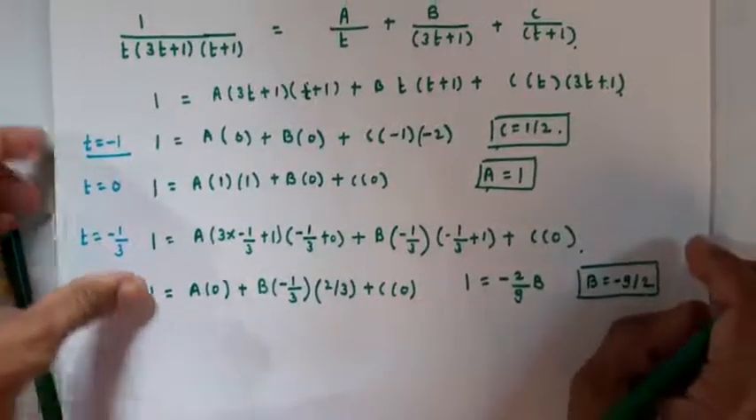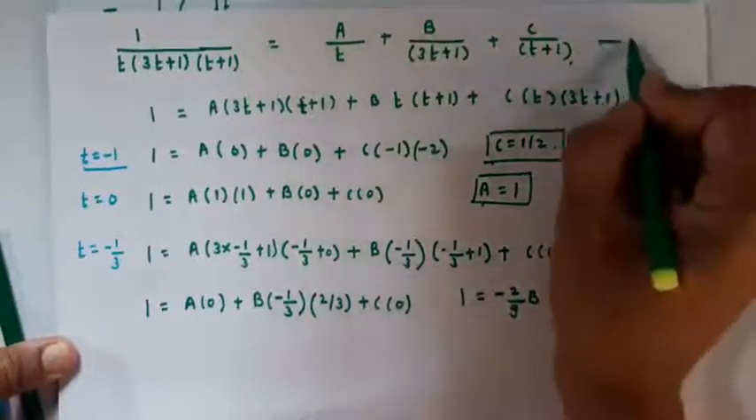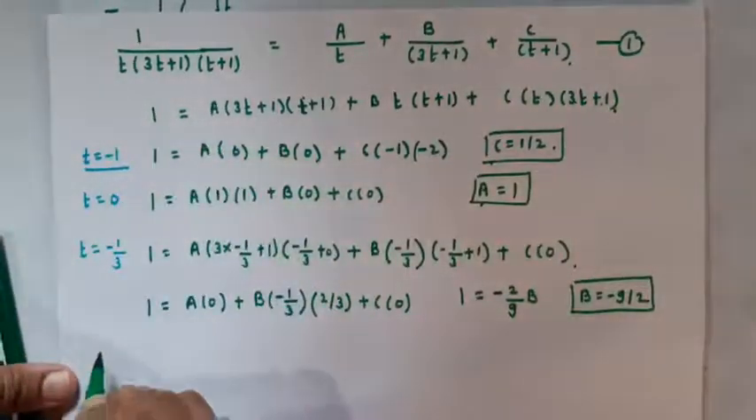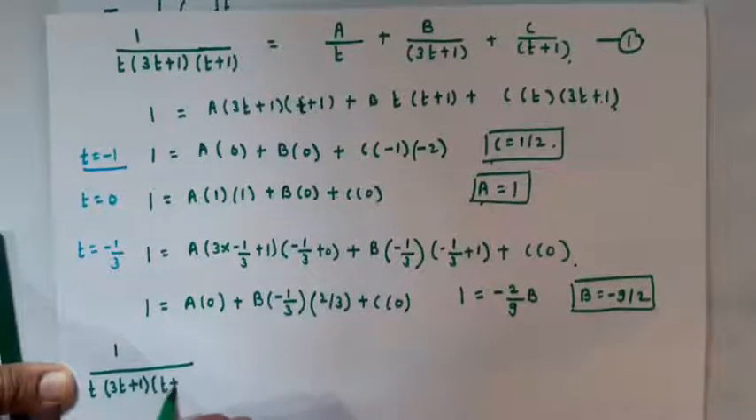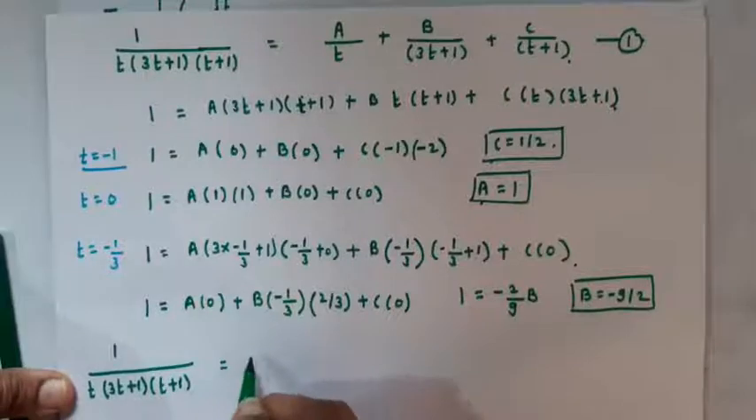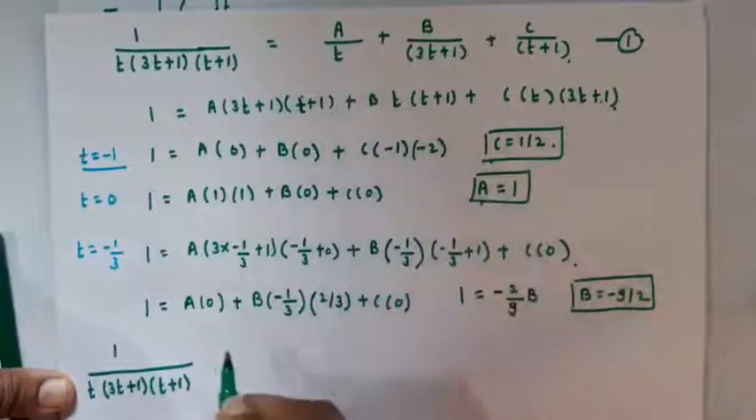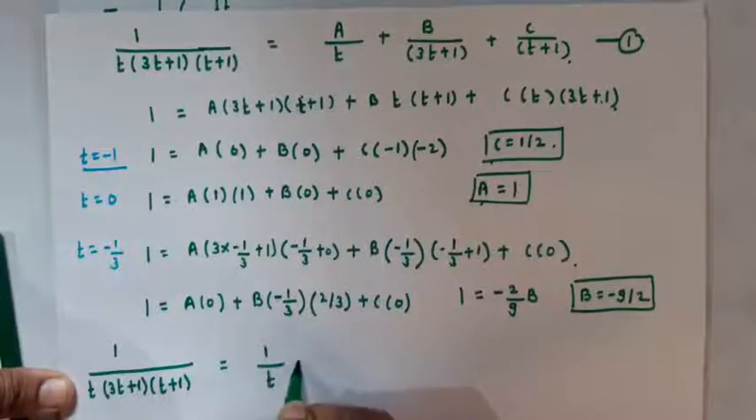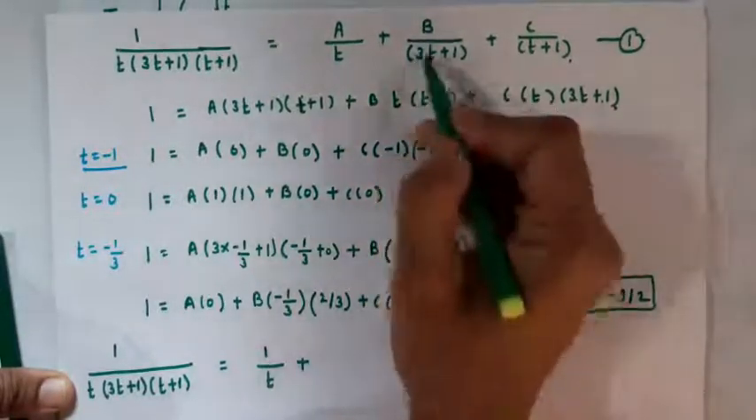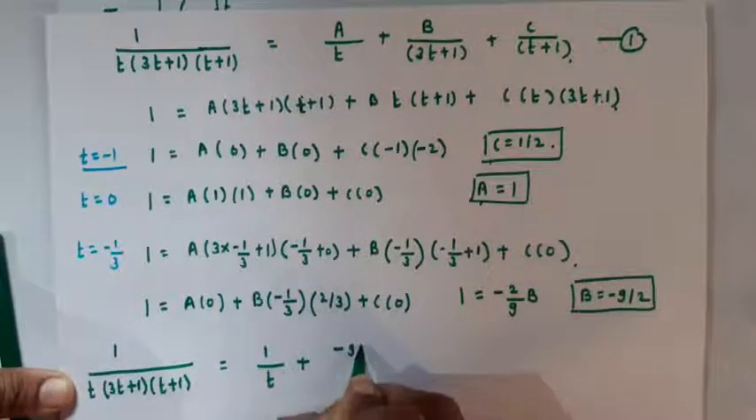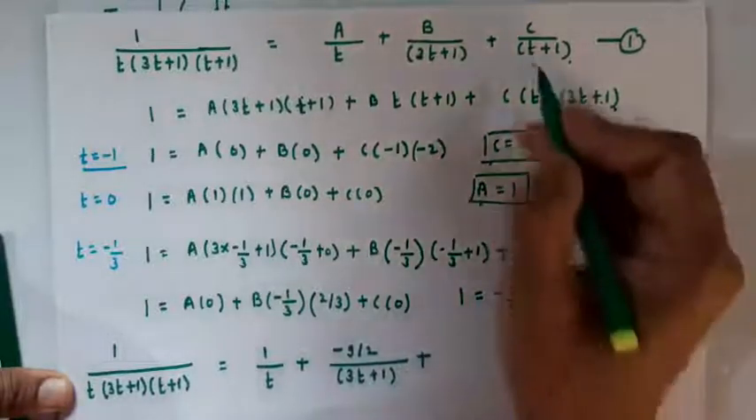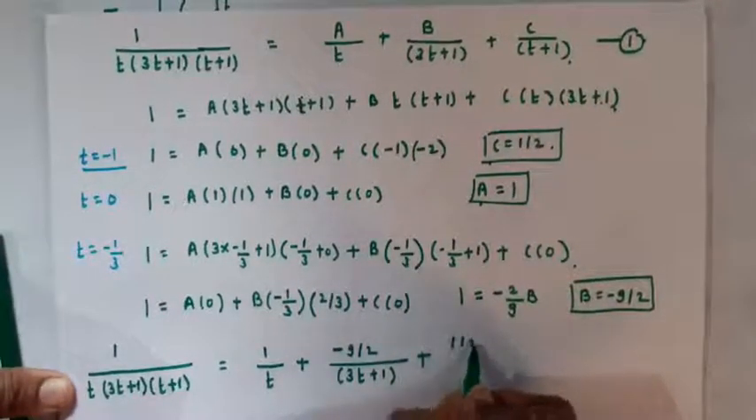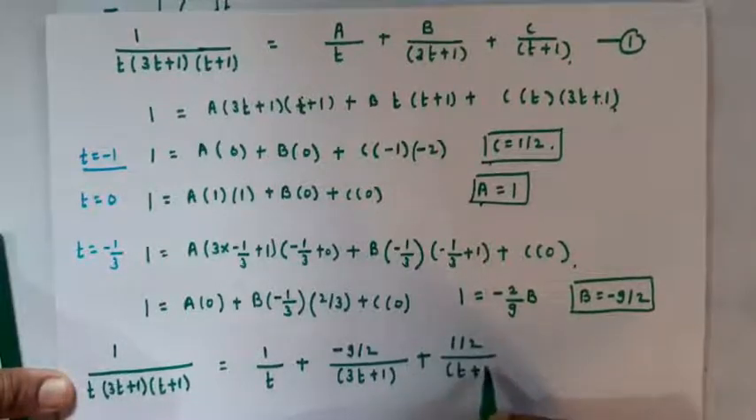And therefore we can write 1 upon t into 3t plus 1 into t plus 1 equals a upon t, where the value of a is 1, that is 1 upon t, plus b upon 3t plus 1, where the value of b is minus 9 by 2 upon 3t plus 1, plus c upon t plus 1, where c is 1 by 2 upon t plus 1.